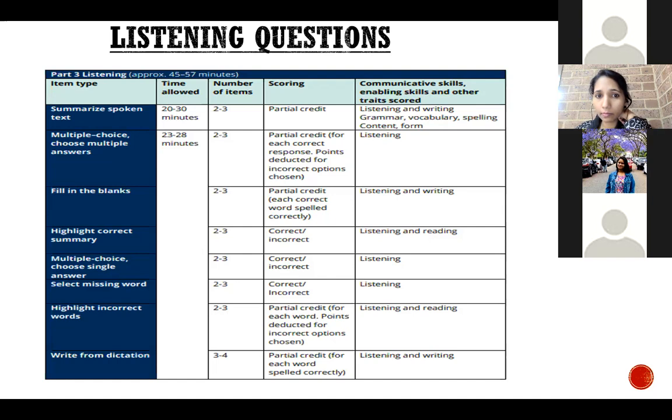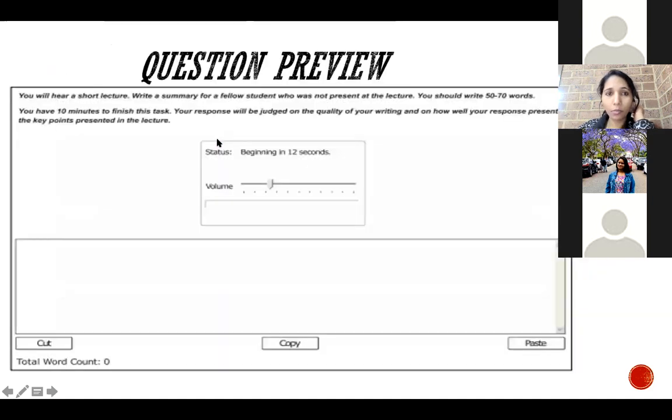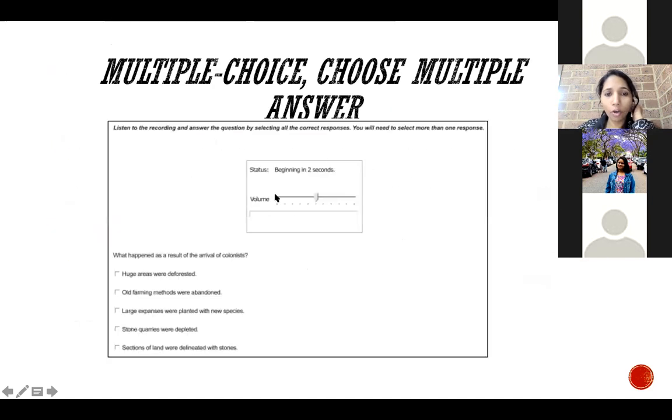Is there no negative marking in the multiple choice, multiple answer question? There is negative marking. I'll tell you, there is a hack for this question. What happens in this type of question? You'll have two or three of these questions. An audio is played and you have options given to you. Multiple answer means there is more than one correct answer. But if you choose a wrong answer, you get negative points, negative one.